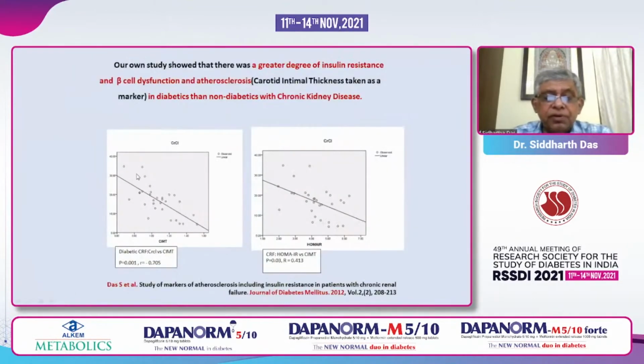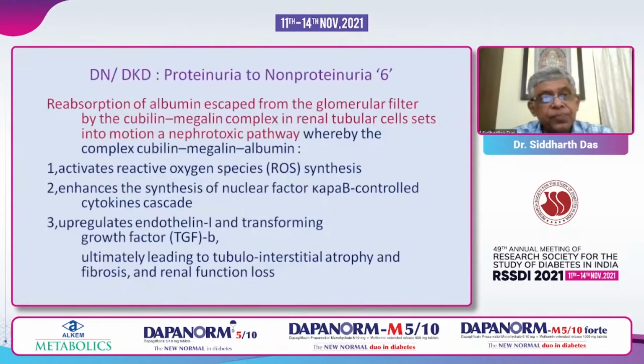These two pictures show that if you look at the creatinine clearance and the carotid intima thickness, there is a very strong inverse correlation, with R less than 0.75. If you look at CRP and HOMA-IR again, the higher the HOMA-IR, the lower the creatinine clearance. So it's not only proteinuria which is important; other factors definitely play an important role in the manifestation and progress of chronic kidney disease and diabetes.